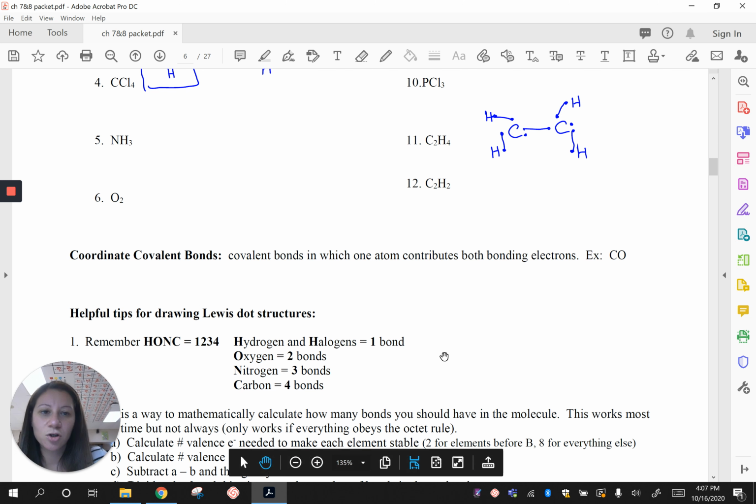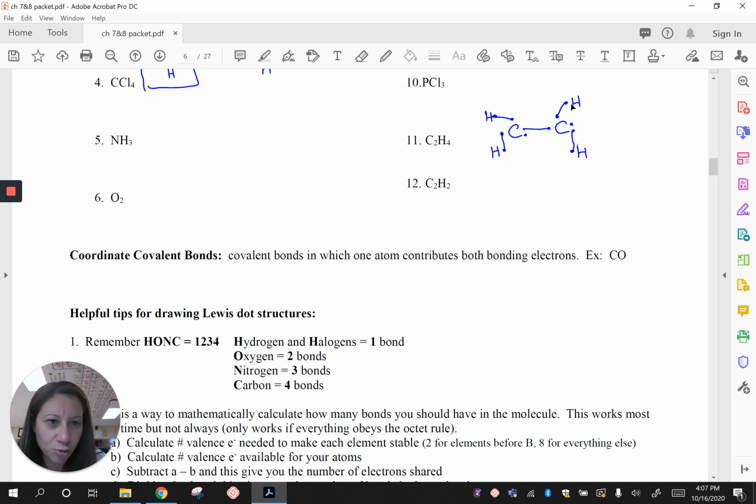So each of the hydrogens are okay right now. They all have a duet. This hydrogen has 1, 2, this hydrogen has 1, 2, this hydrogen has 1, 2, this hydrogen has 1, 2. Let's look at the carbons. So there are 2 being shared right here, 1, 2, 3, 4, 5, 6, 7. This carbon only has 7.